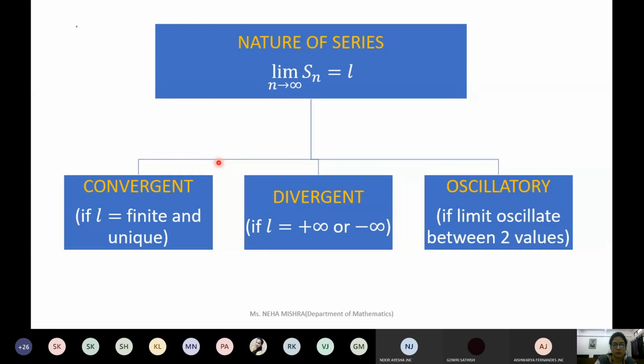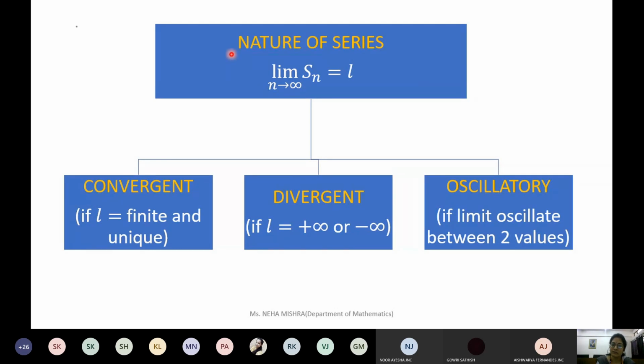So let's move to nature of series. Like in the sequence we have done, if my limit value is finite and unique, it will be convergent. If my limit value is infinite, either positive infinite or negative infinite, it will be divergent. If my sequence does not belong to the category of convergent or divergent, then it will be oscillatory. Same concept is there with the series.